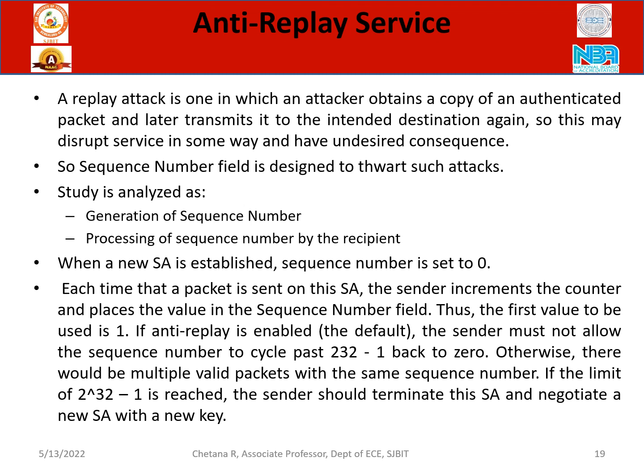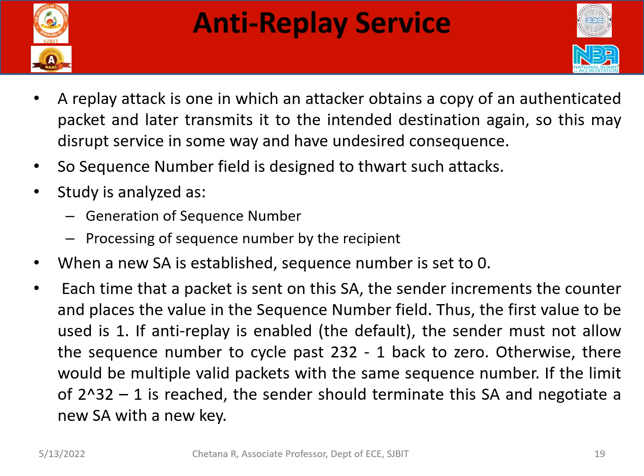When a new SA is established, the sequence number is set to 0. Each time a packet is sent on this SA, the sender increments the counter. We have seen this already. Whenever a security association is established, the sequence number is set to 0 and we have a counter there. The counter will automatically increase, and as a result that will give the sequence number. Each time a packet is sent on this SA, the sender increments the counter and places the value in the sequence number field. Thus the first value to be used is 1.